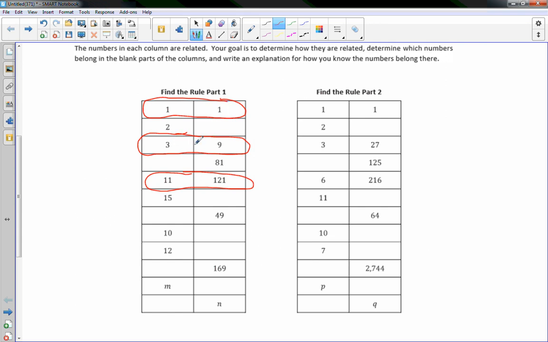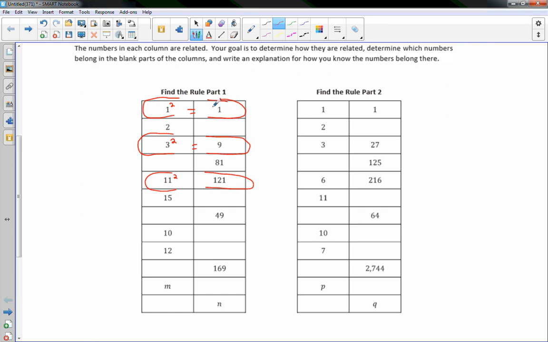Here it could be 3 times 3, which is 9. So I could think, well, maybe it's times 3 every time. But if I come back up to 1, 1 times 3 does not equal 1, so it's not times 3. And we need to look for patterns when we're doing these. And if I think, okay, well, 3 times itself, or 3 squared, equals 9, is 1 squared equal to 1? And the answer is yes. And then we check down here, and 11 squared is also 121, so we just found the rule.